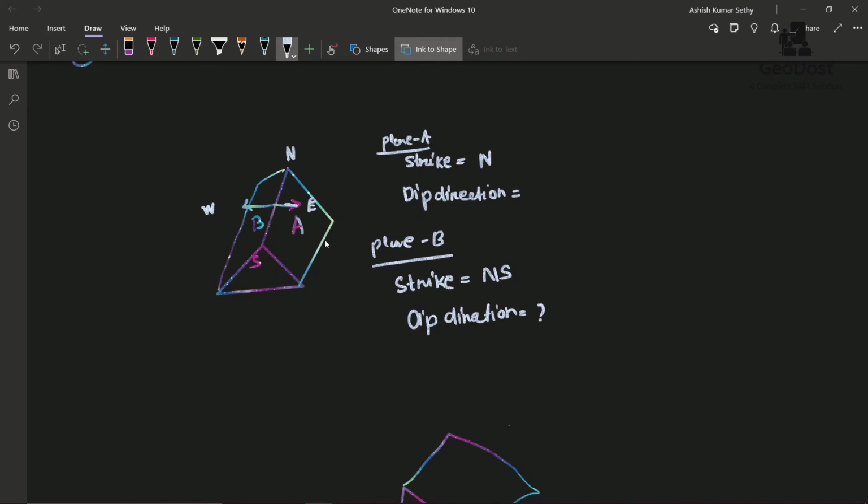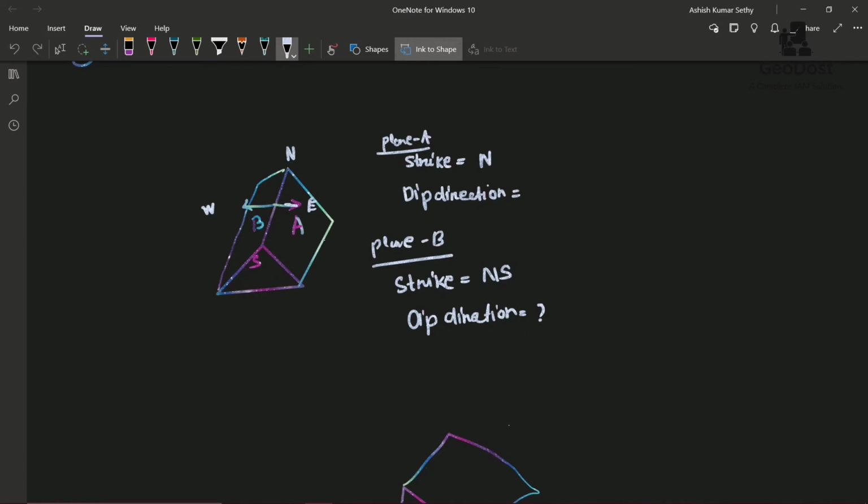Okay, so in this case also, if you have the strike direction, you can definitely calculate the dip direction, and if you have the dip direction, you can definitely calculate the strike direction. There will be no problem. You can interchangeably use these notations, but don't interchange your right hand and left hand. Always use your right hand, and the thumb should be parallel to your strike direction, and the other fingers should point towards the dip direction.